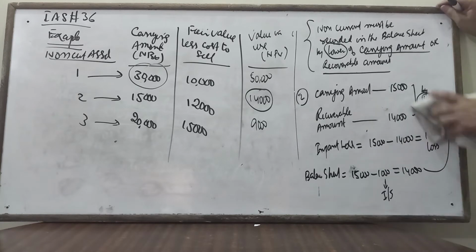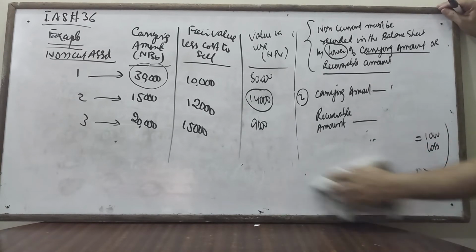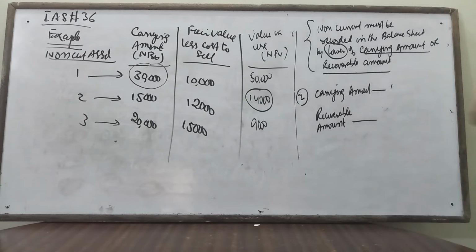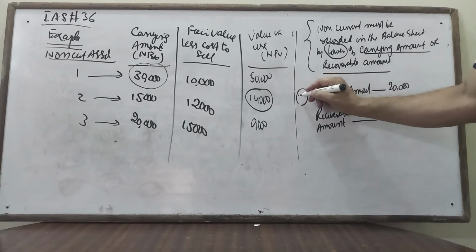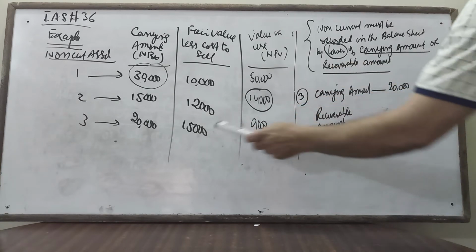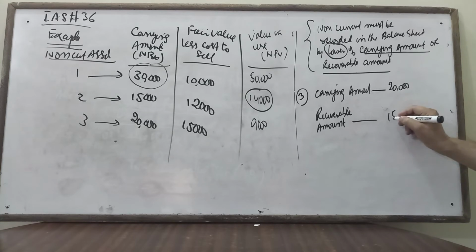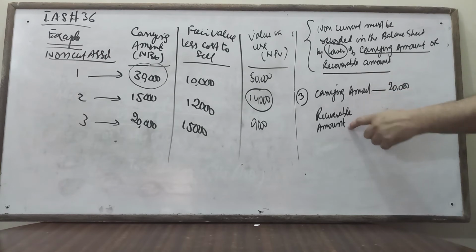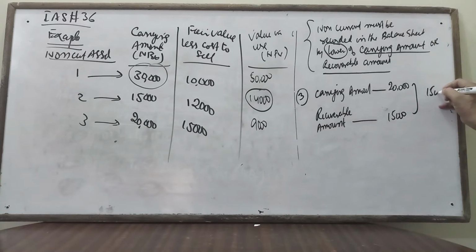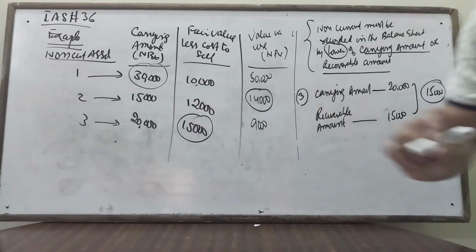Now coming to asset number 3. The carrying amount of asset number 3 is $20,000, and the recoverable amount is the higher of fair value less cost to sell and value in use. Which is higher here? 15,000. First we calculate both and take the lower of the two, because recoverable amount is taken at the higher and the non-current asset at the lower. So the lower of these is 15,000. Asset number 3 will be recorded at 15,000 in the balance sheet.